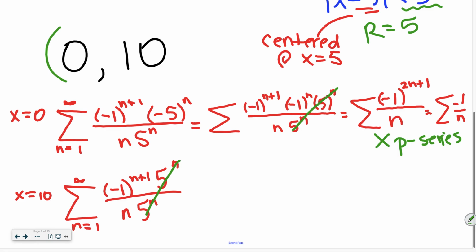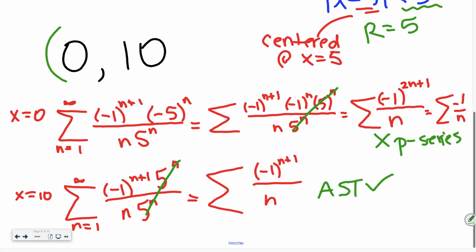Does it matter if it converges conditionally or absolutely? Nope. Just that it converges. So then this is negative 1 to the n plus 1 over n. This is an alternating series. Still diverges? No. It converges. AST check mark. So we get to include it.